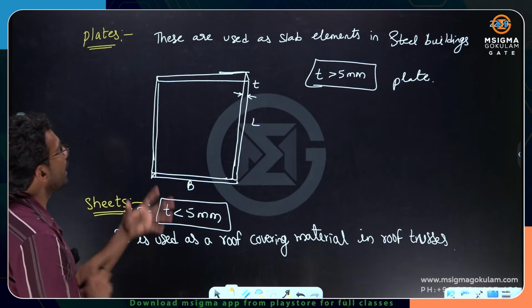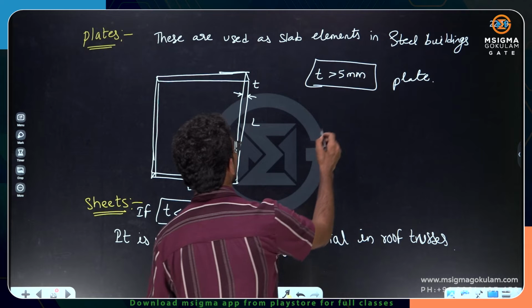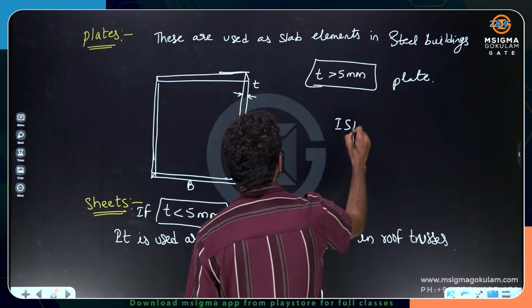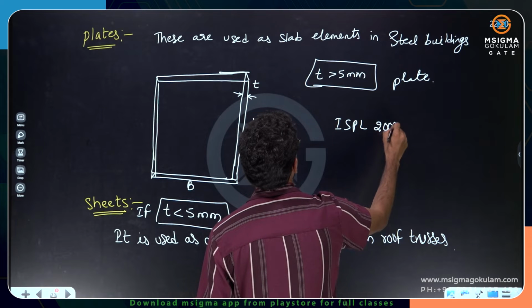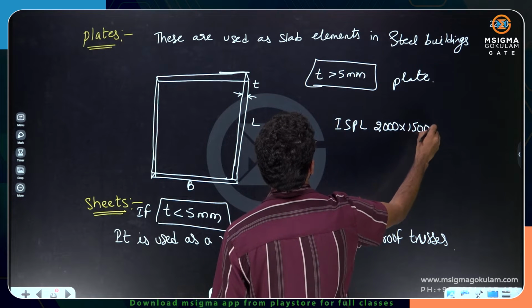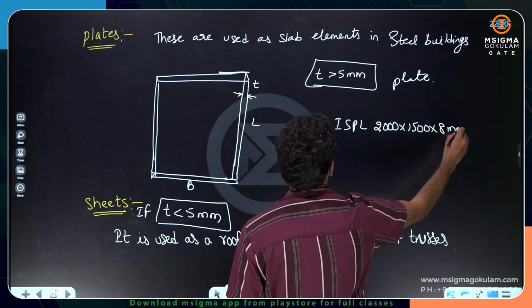Very simple. ISST. How do you represent plates? ISPL, Indian Standard Plates, having length of let's say 2000 and width of let's say 1500 and thickness of let's say 8 mm. It is said to be plate.